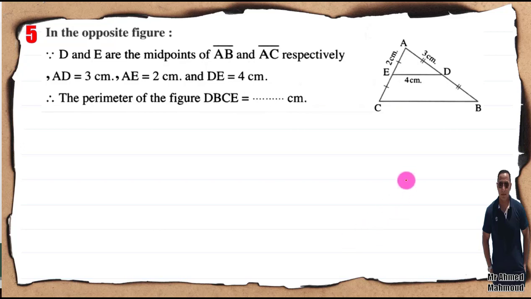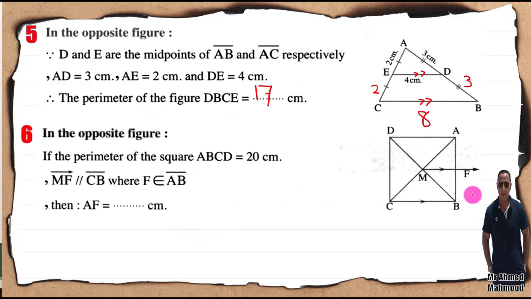Number 5 in the complete. Here ED equals 4. ED is parallel to BC and its length equals half BC, so BC equals 8. D is a midpoint, so ED equals DB equals 3 and AE equals EC equals 2. Okay, here he asked me to find the perimeter of DBCE. DBCE is equal to 3 plus 8 plus 2 plus 4 equals 17 centimeters.